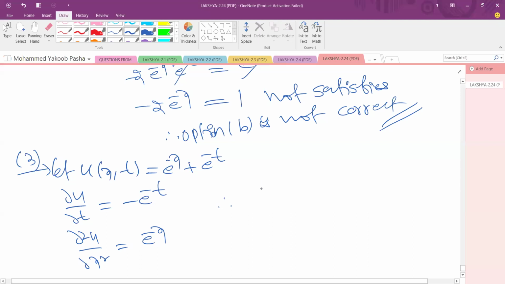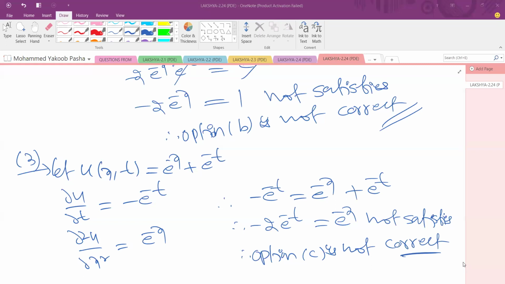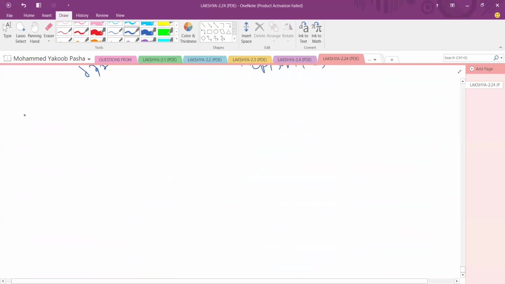That is, left side is minus e power minus t, right side is e power minus x plus e power minus t. That means minus 2 e power minus t is equal to e power minus x. Not satisfied. Therefore option C is not correct. Now go for option D, the last one.